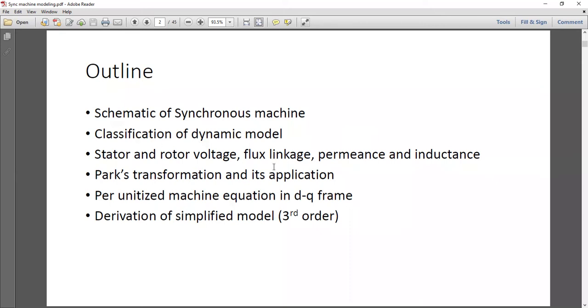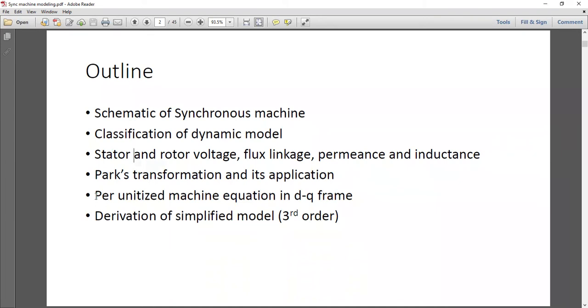The third item will be the voltage equations for the synchronous machine, as well as the flux linkage equations, the permeance of the machine, and the inductance of the machine. We will also look at a new concept, probably for some of us at least, if not all of us. The Park's transformation will be introduced, and some of its applications will be discussed for very simple systems. Then we'll use that Park's transformation for simplifying some of the expressions that we achieve up to a certain point in our development of the synchronous machine modeling.